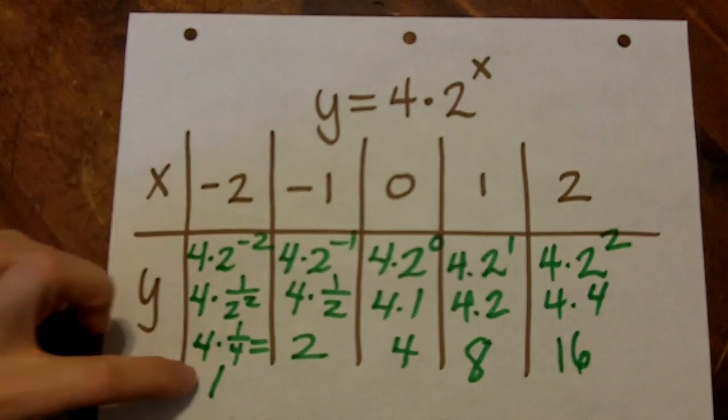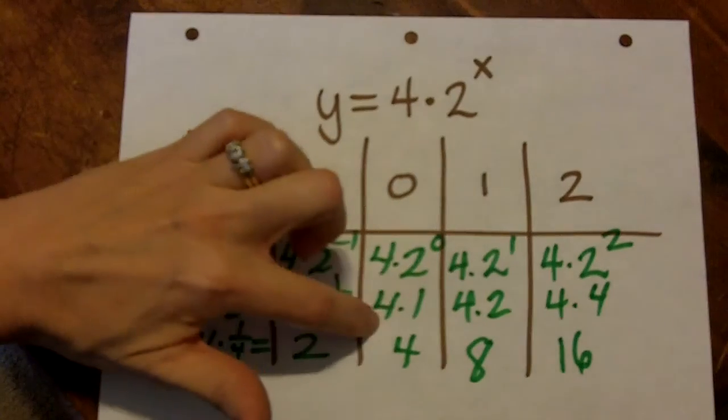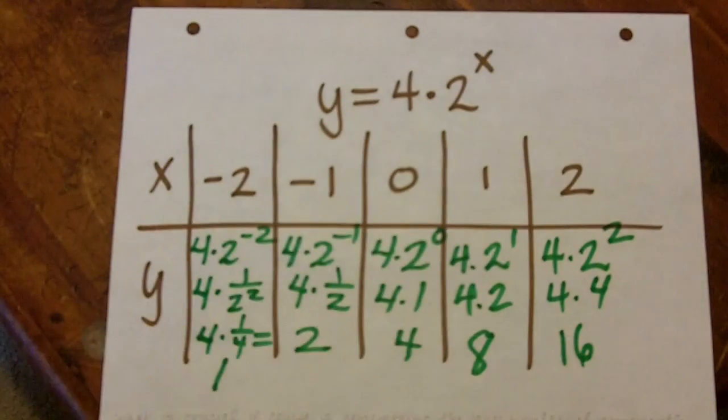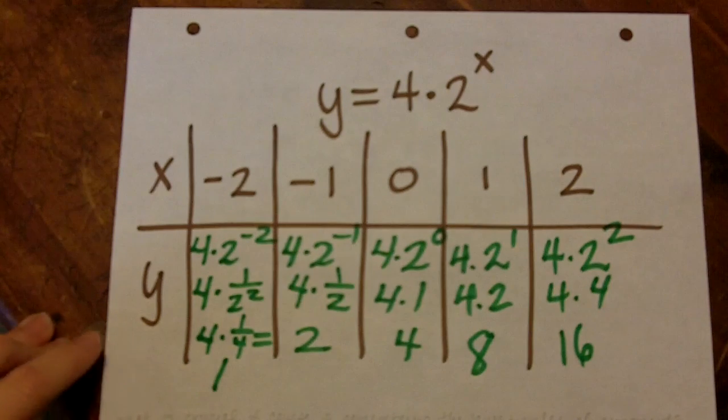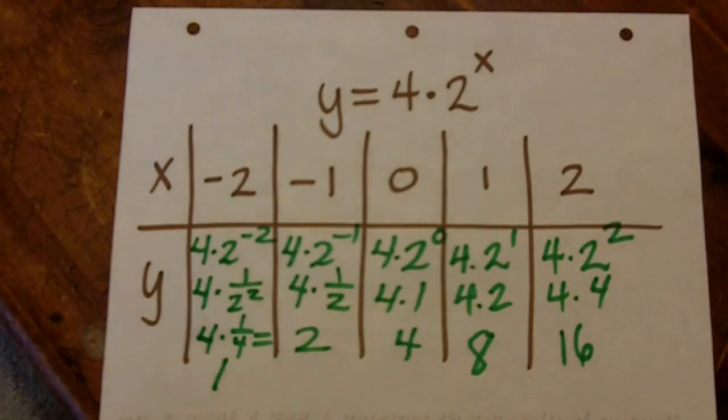So we're going from 1 to 2, 2 to 4, 4 to 8, and 8 to 16. That is an exponential function. And as long as you continue using the rules and the laws that you've learned on exponents, you should have no problem drawing those little graphs. Have fun!